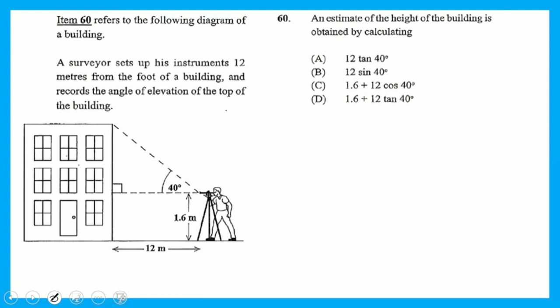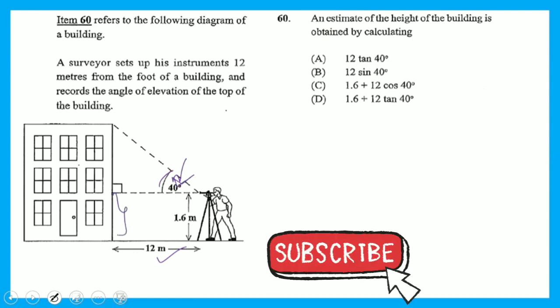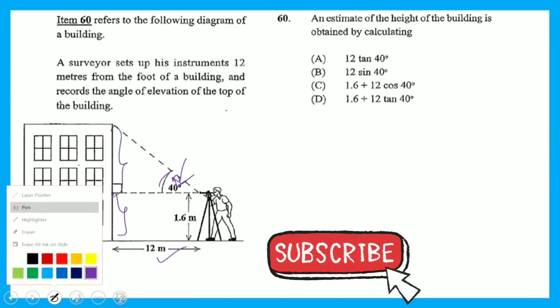All right. And finally, a surveyor sets up his instruments 12 meters from the foot of a building, as you can see here. And he records the angle of elevation of the top of the building, right here, 40 degrees. An estimate of the height of the building is obtained by, and we're supposed to figure that out. All right. Please note that even though the angle of elevation is measured here, we need to remember that this also forms a part of the height of the building. So if we can find that portion plus this portion, then we should be okay.